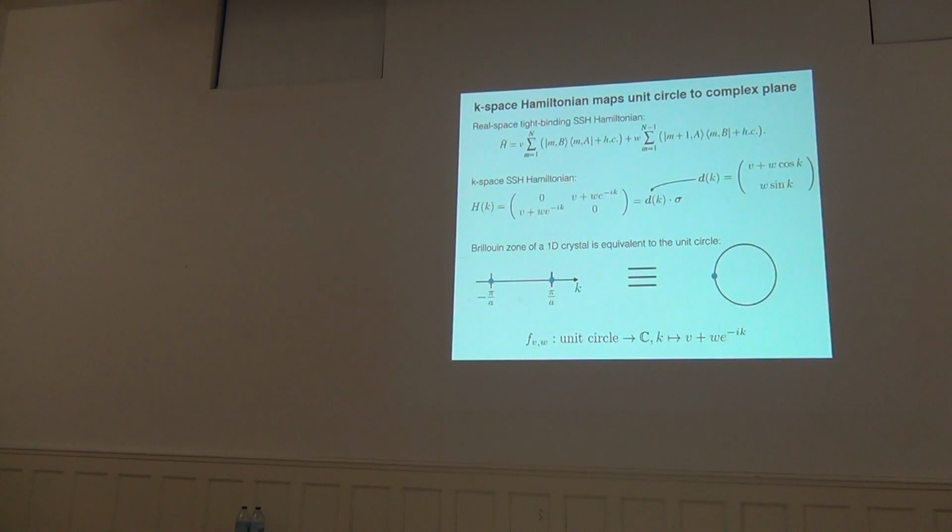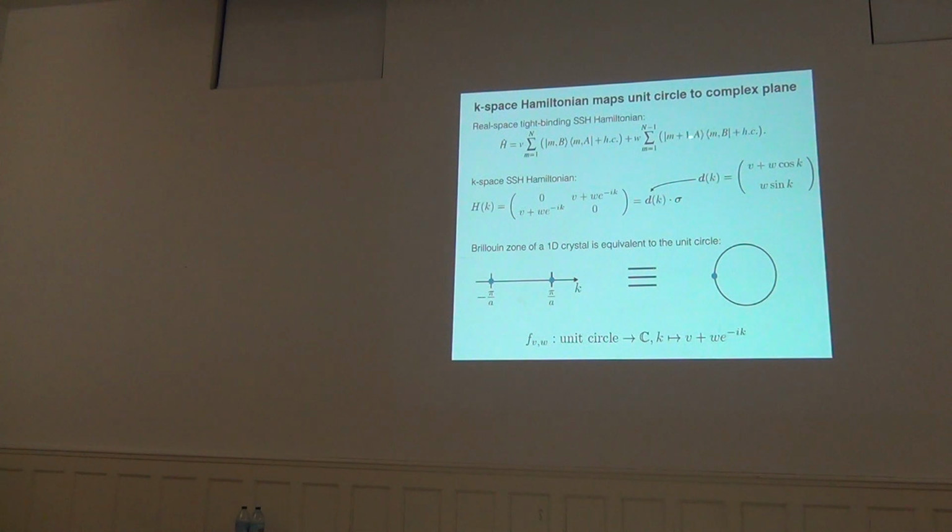And now let's see how topology enters the game, even in this very simple model. So here, the key point I want to make is that the k-space Hamiltonian maps the unit circle to the complex plane. So this is the key claim, and again I try to illustrate it with this example. So this is the real space Hamiltonian. I was showing this before in the previous slide.